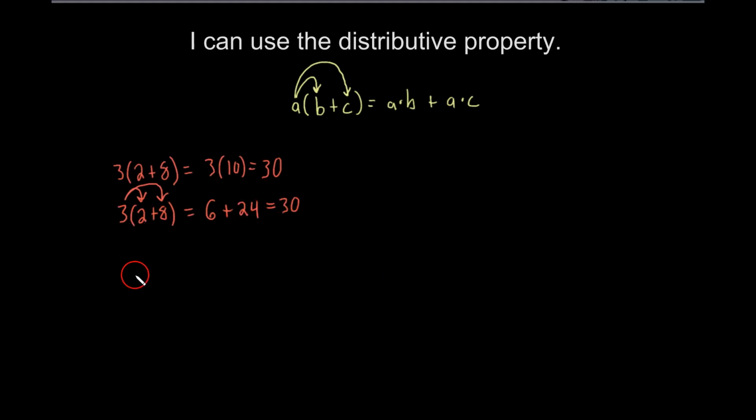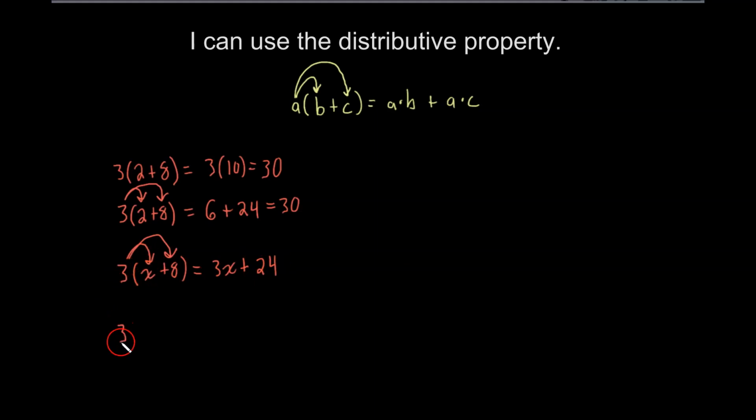Now let's get into an example with a variable in it. So we get 3 times the quantity x plus 8. We can't combine x plus 8, so we use our distributive property. 3 times x is just 3x. If you ever get a constant times a variable without a coefficient, you just take 3 times x, so 3x plus 24. 3 times 8 is 24. So that would be how you use the distributive property with a variable.